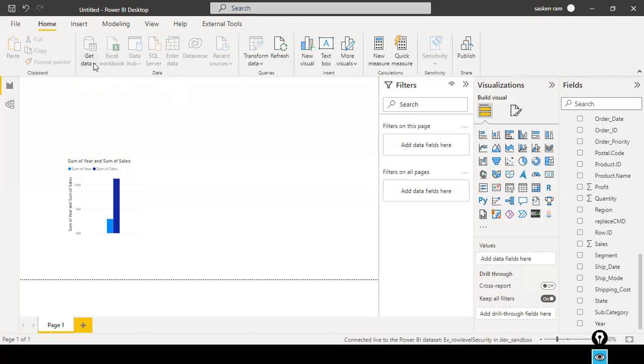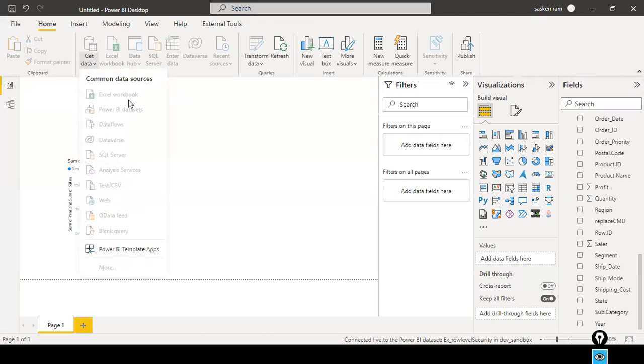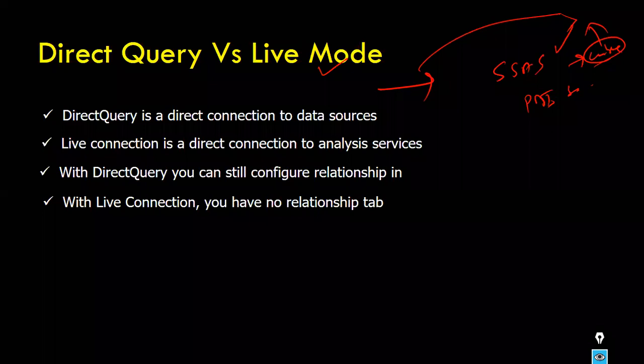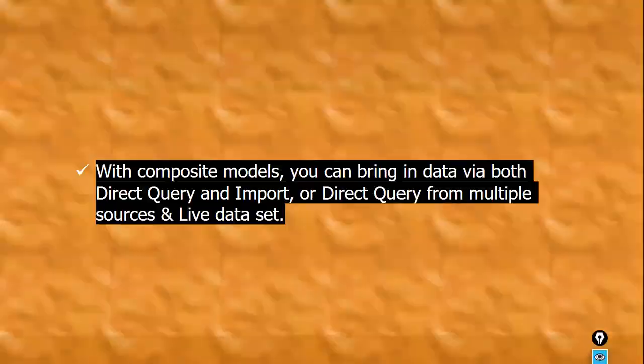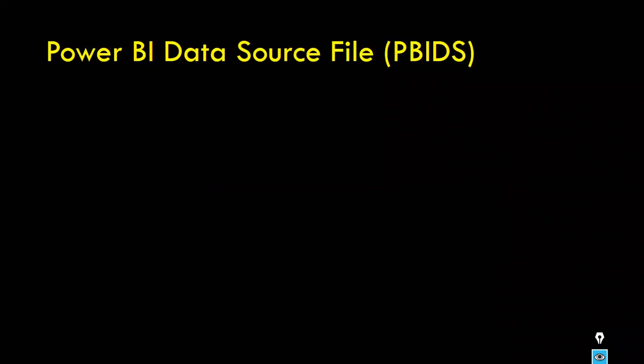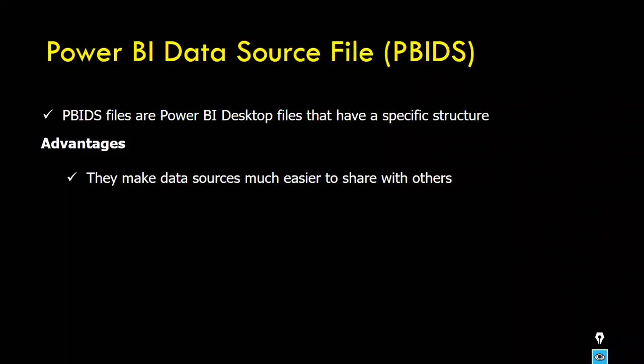But the disadvantages, look here: you cannot import any other data file along with Power BI datasets. You cannot mix Excel and SQL Server in the case of live connection mode. That's it, guys. These are the key differences between import mode, direct query mode, and live mode. The composite mode also we discussed. It's a combination of everything. PBIX files make the data source much easier to share with others. Once you create it, you can share it with others that have a specific structure.